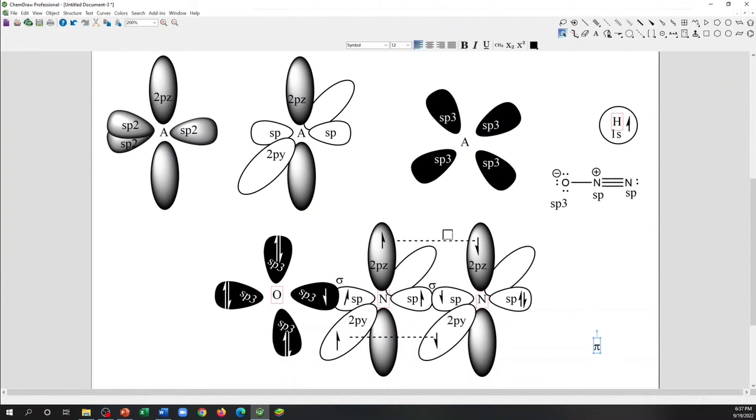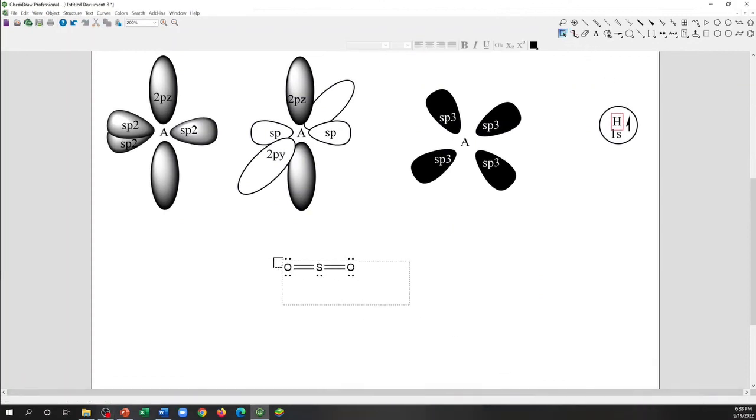The total number of sigma and pi labels that you drop in your structure should add up to be the same number of lines that you drew in your Lewis structure. What I mean by that is in my Lewis structure right here, there is 1, 2, 3, 4 lines. So I should see 1, 2, 3, 4 sigma or pi labels.